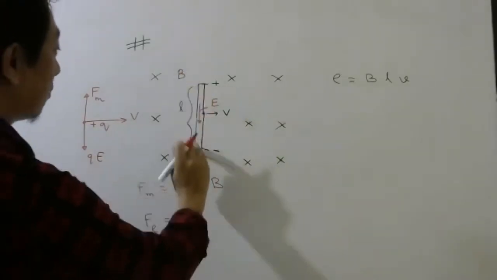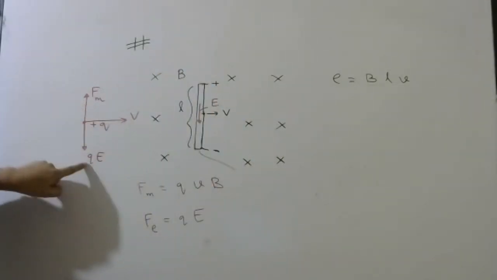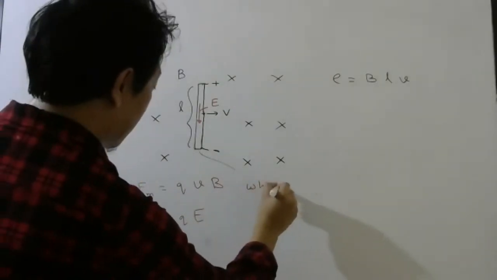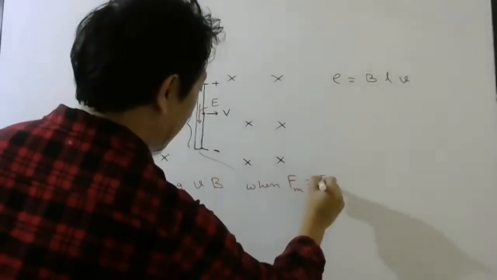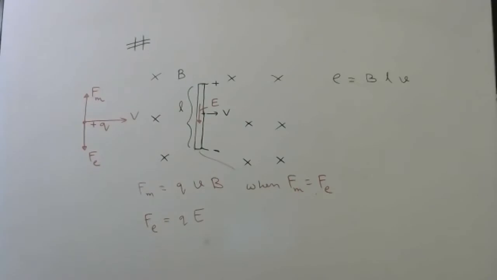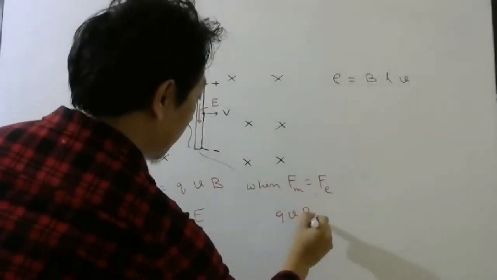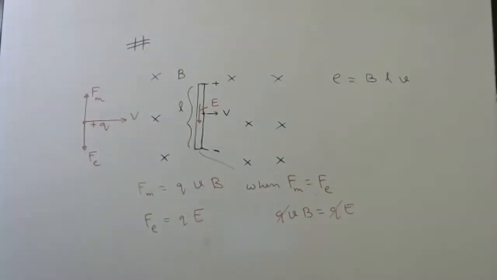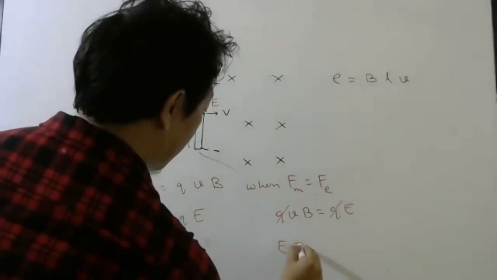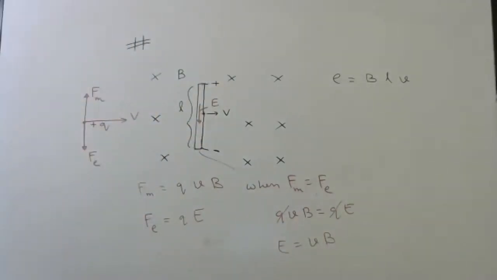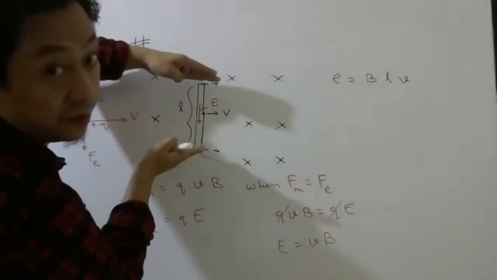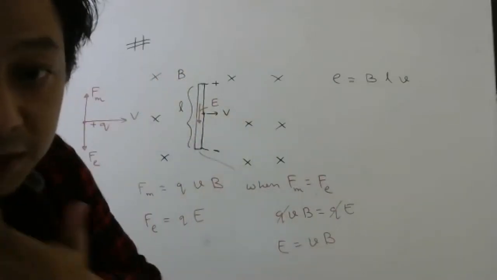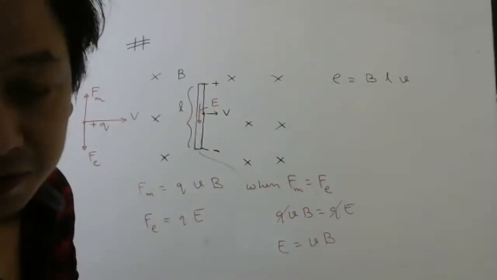So how long will these charges continue to go? Till this force balances this force. So when the magnetic force balances the electric force, that time your qVB will be equal to qE. q and q cancel. So E will be equal to VB. Correct? Okay. Now that means there will be a potential difference produced. Agree or not, students? There will be a potential difference produced, because one end is positive and the other end is negative.